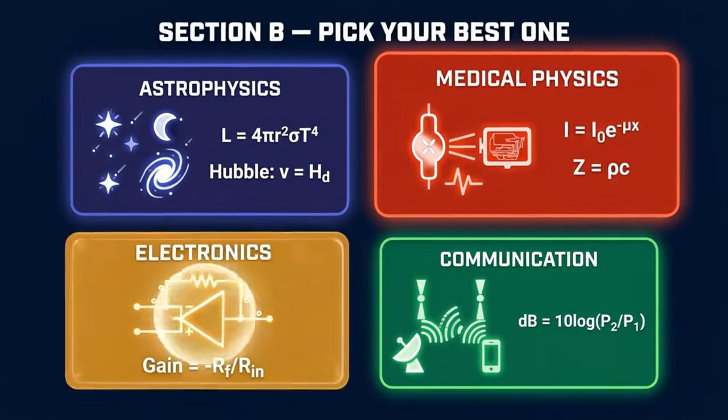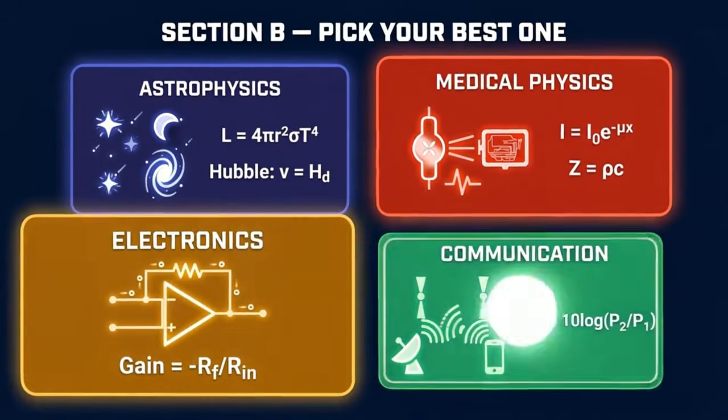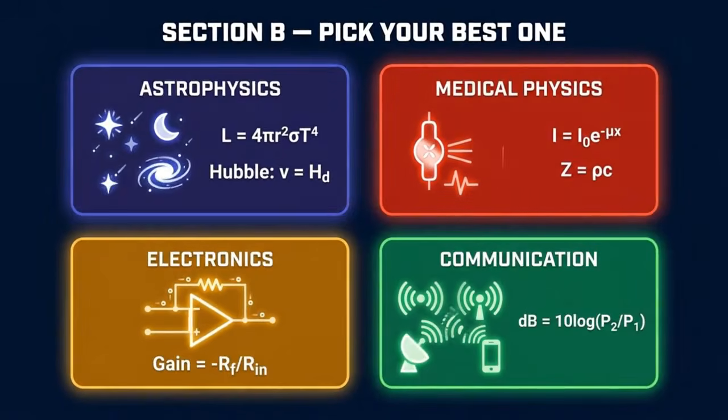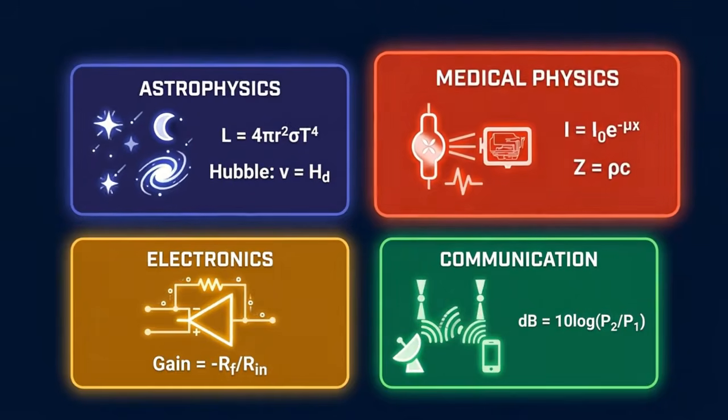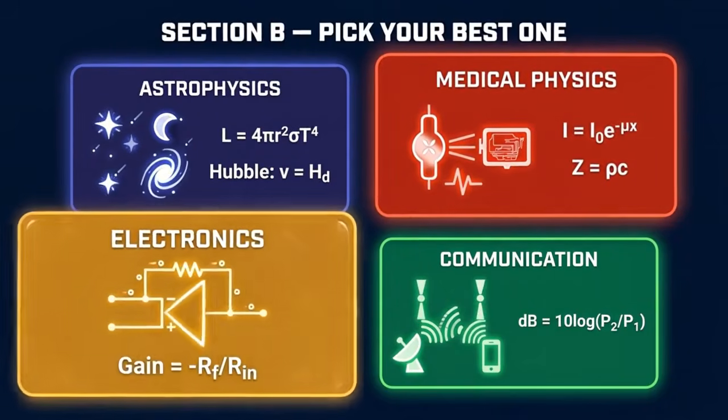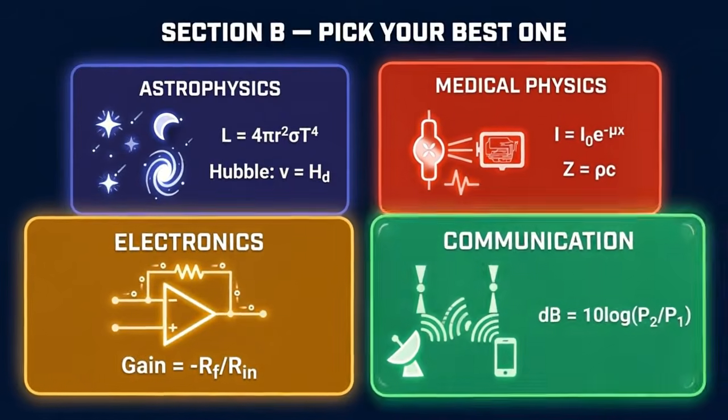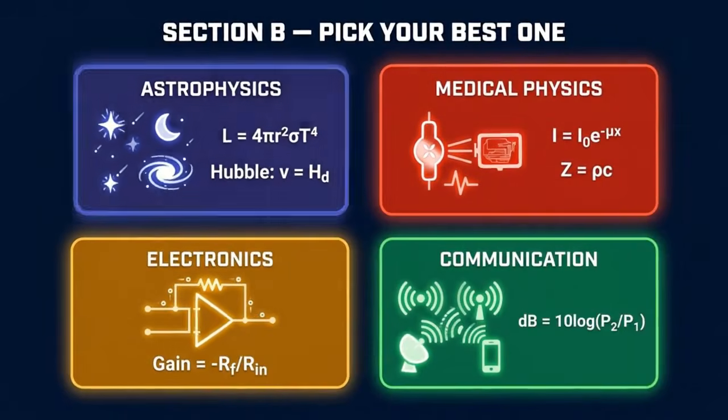Communication. Attenuation in decibels equals 10 log of P out over P in. The sampling theorem says sample frequency must be at least twice the maximum signal frequency. Number of quantization levels equals 2 to the power n, where n is the number of bits.